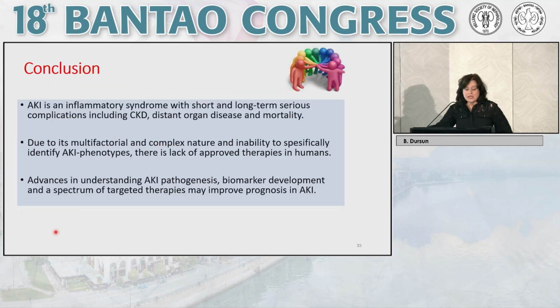So in conclusion, AKI is an inflammatory syndrome with short and long-term serious complications. Due to its multifactorial and complex nature, there is a lack of approved therapies in humans. Advances in our understanding of the pathogenesis and biomarker development and the spectrum of targeted therapies may improve prognosis in the future, hopefully.